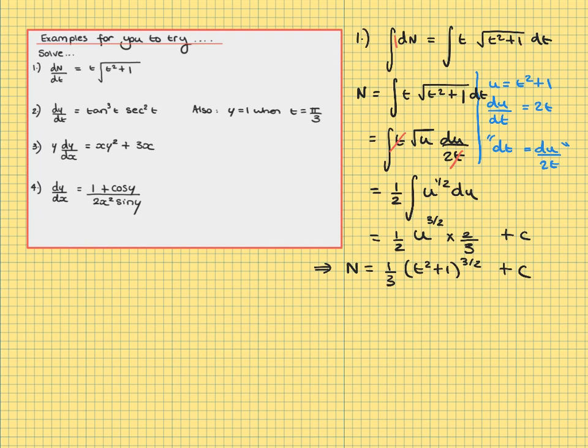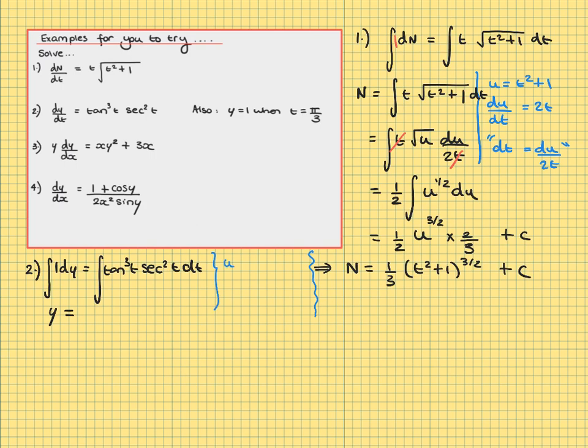Question 2, we'll see if we can find some space to squeeze it in on the left-hand side over here. So straight away I can see that the integral is going to have to split up into the integral of 1 dy equals the integral of tan cubed t sec squared t dt. Now the left-hand side integrates simply to give me y. On the right-hand side we're going to have to use a substitution here.